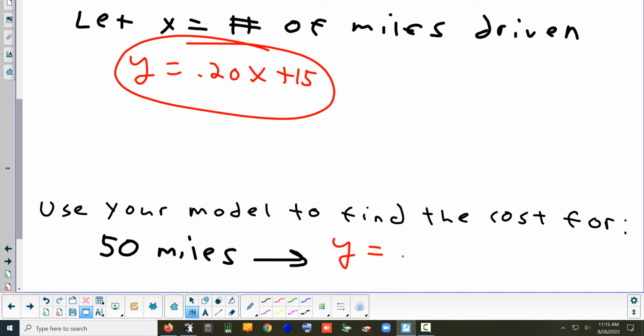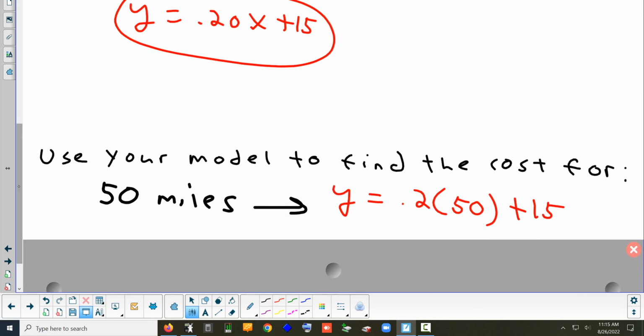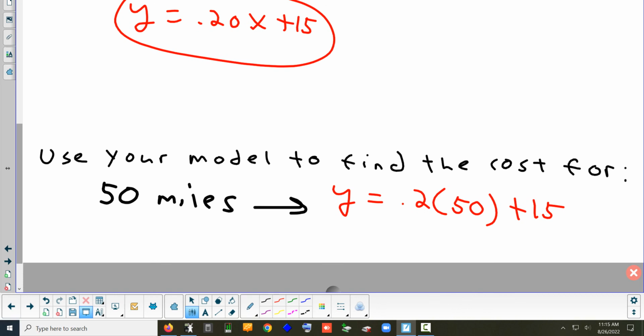So y equals 0.2. Now you could do 0.20, but mathematically 0.20 and 0.2 are the same number. You're not getting into significance. So 0.2 times 50 plus 15. What's 0.2 times 50? 0.2 is 1/5. I think of it that way. 1/5 of 50. Yep. 10 plus 15? 25. So the cost is $25 to rent the car if you drive 50 miles.